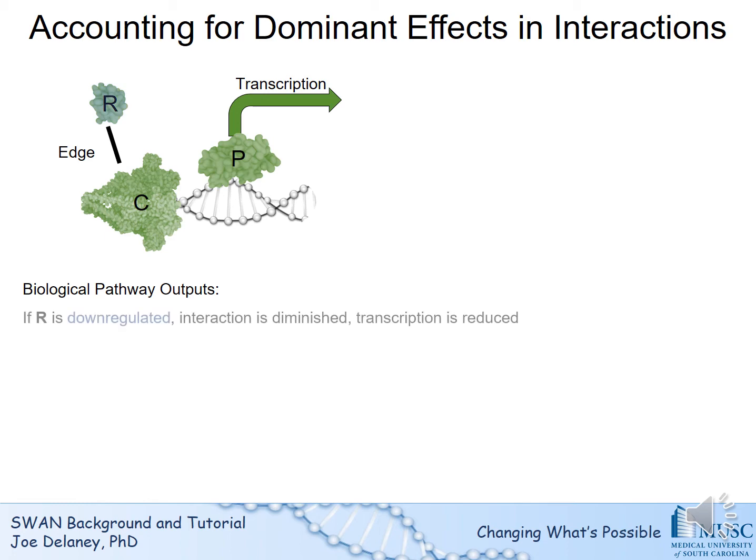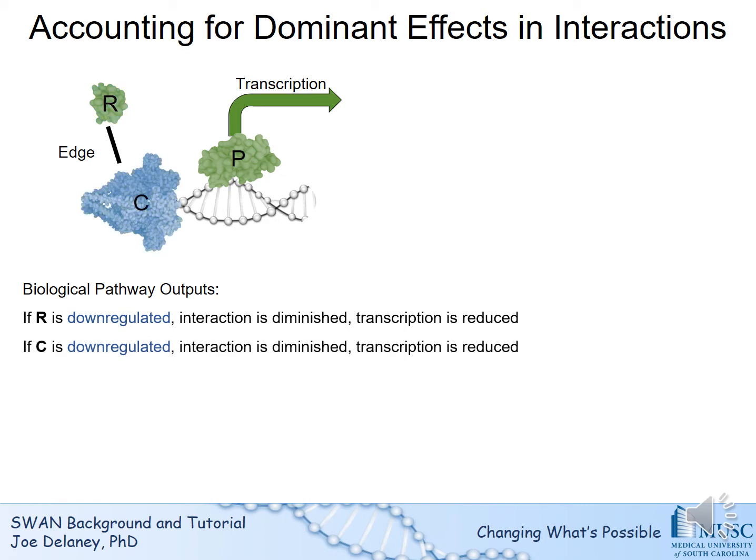depending on how R and C are altered in your data set. So if R is downregulated, well, the R and C complex does not work anymore. It requires R, so transcription is reduced. The same would occur if C is downregulated. Interaction is diminished, transcription is reduced. And mathematically, these are counted as equal, as long as neither one is haploinsufficient.